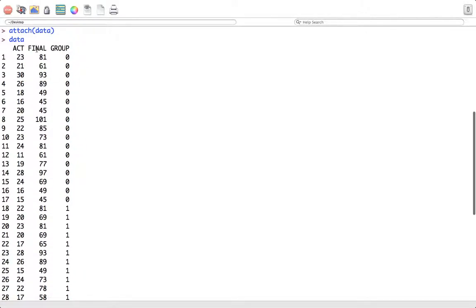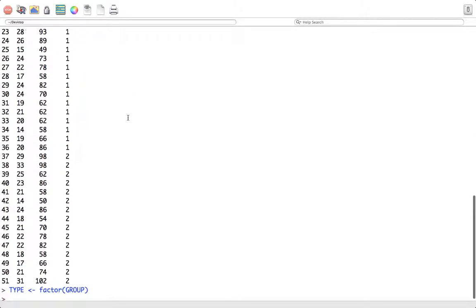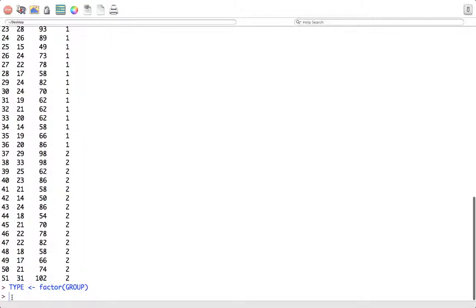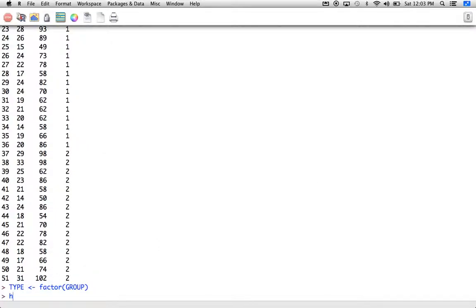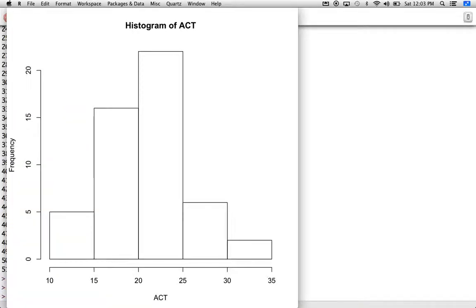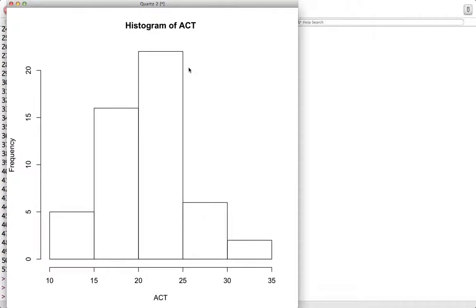So, guys, anyway, final and ACT are real measurements. They are really true measurements from students at Shawnee State. The group is not. Now, as you would expect, the first thing we'd want to do is look at some descriptive statistics. And I'd want to look at a histogram of ACT. And that makes me smile. I have no reason to think that the normality assumption is violated.